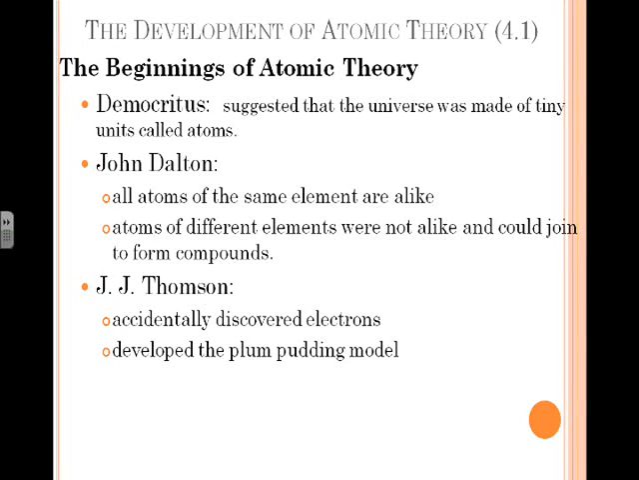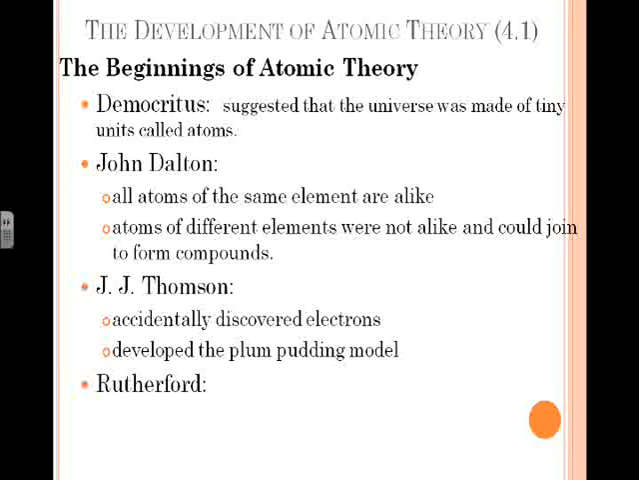But what I equate plum pudding model to is like a blueberry muffin. If you've got a blueberry muffin, the blueberries in the muffin are not organized in a certain way. They're just placed randomly. So J.J. Thomson believed that the electrons were just random throughout the entire atom, and they looked like a blueberry muffin. If you think of the muffin part being the atom, the blueberries being the electrons could just be anywhere. That's what he believed at first.